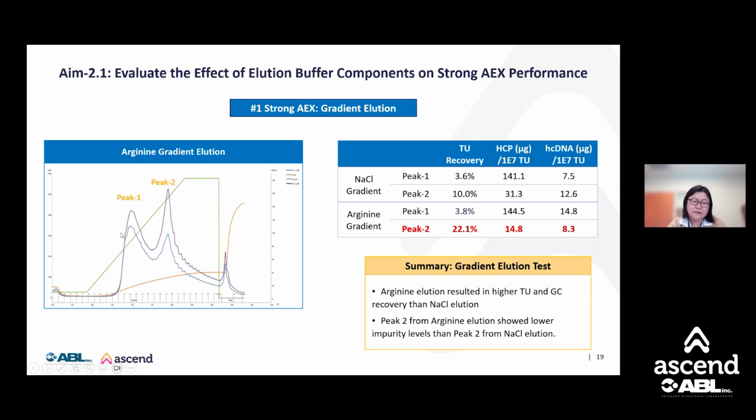The chromatogram here shows the 2 peaks during the arginine elution. It's consistent with the step result. Arginine has a higher recovery than sodium chloride, but more importantly, the majority of the LVV elutes in peak 2 of arginine with much lower impurity profile, allowing the recovery of a much cleaner LVV fraction. So this is very important news for us.